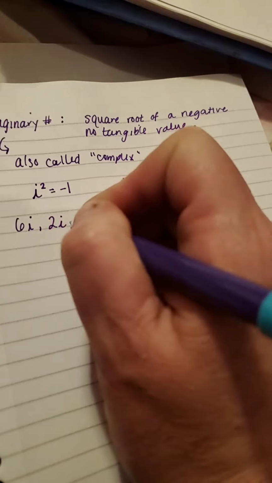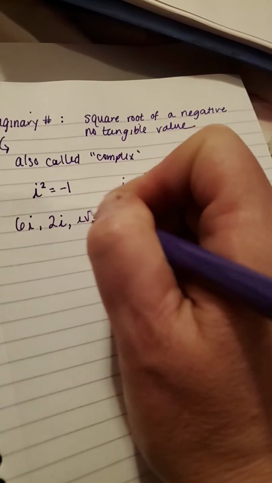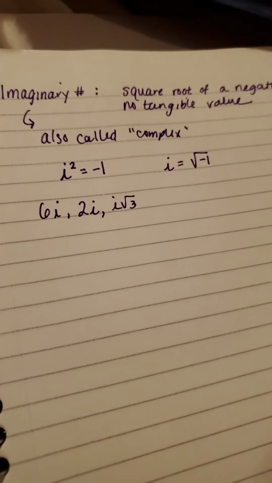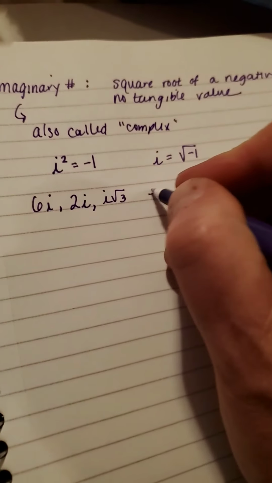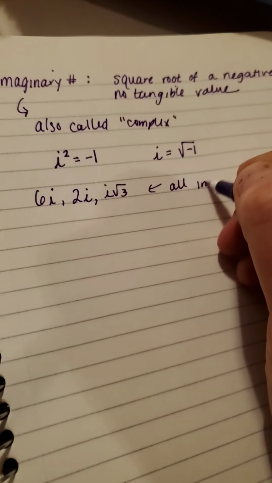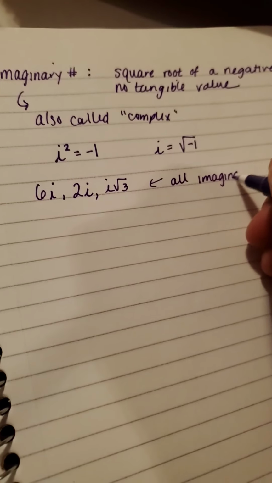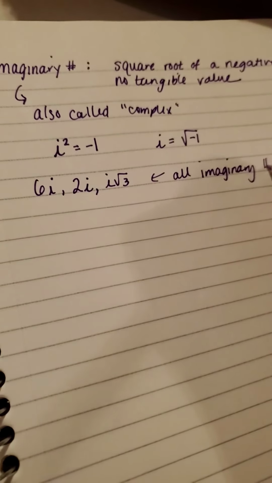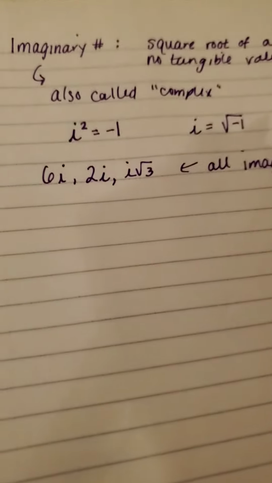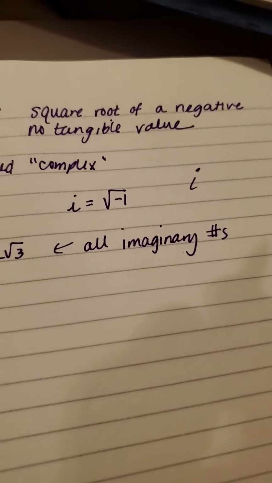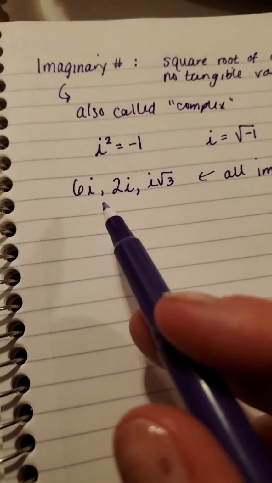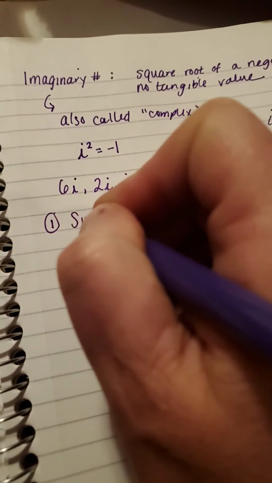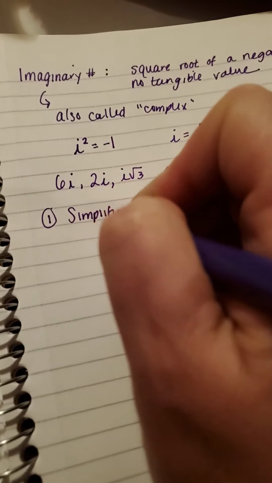The values 6i, 2i, and i radical 3, these are all imaginary numbers. You'll notice when I write my i, I write it with a little bit of a cursive, a little bit of a lean to it. Some people write it like this. You'll see others write it kind of like that. I tend to do something like this.